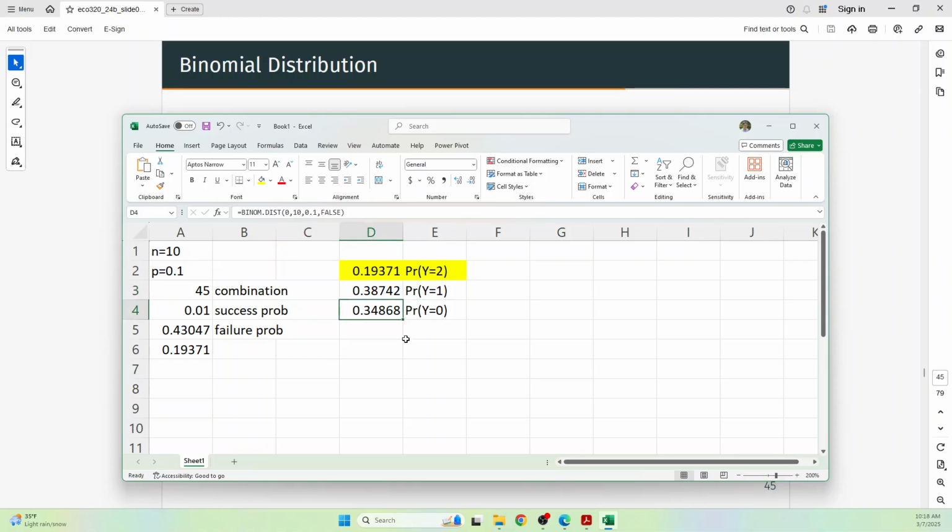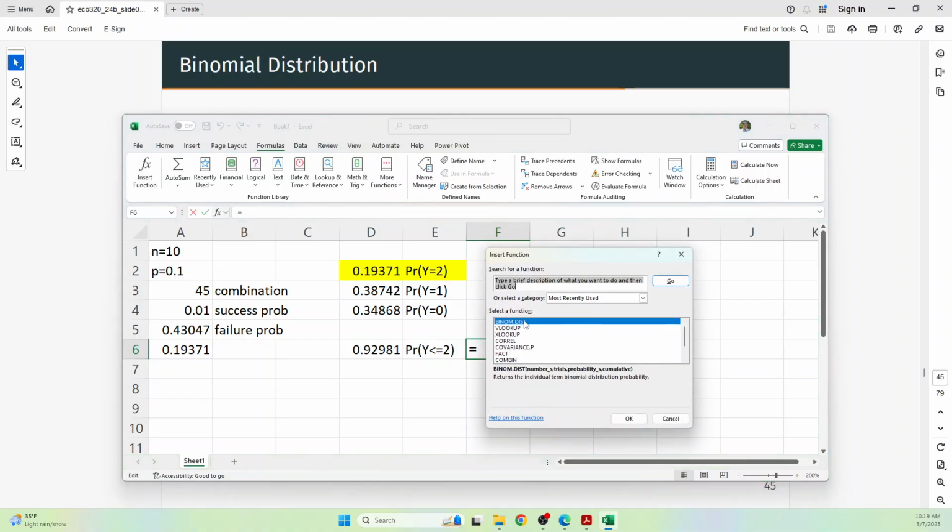Now let's think about the probability that y is smaller than or equal to 2. The probability that y is smaller than or equal to 2 is basically the sum of these three probabilities. That is, there are 2 or fewer cancellations, which means 0 or 1 or 2 cancellations. Technically you have to calculate 3 probabilities and add them, but a simpler way is to use the cumulative probability option.